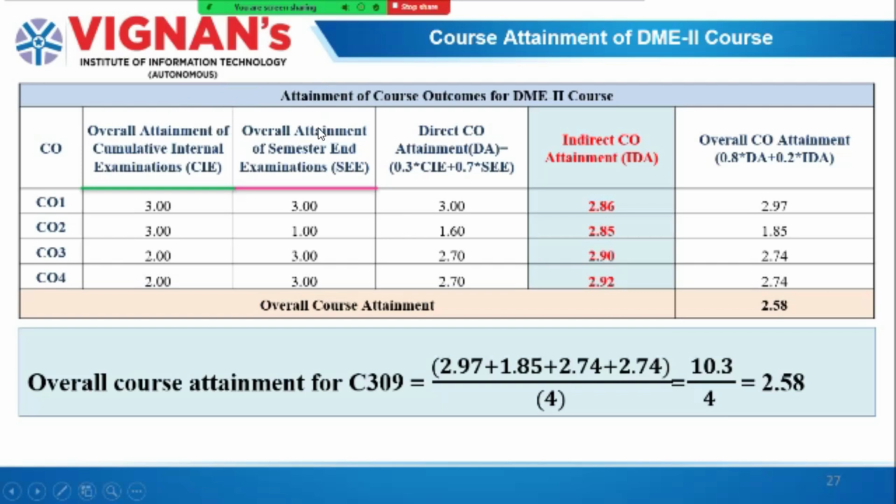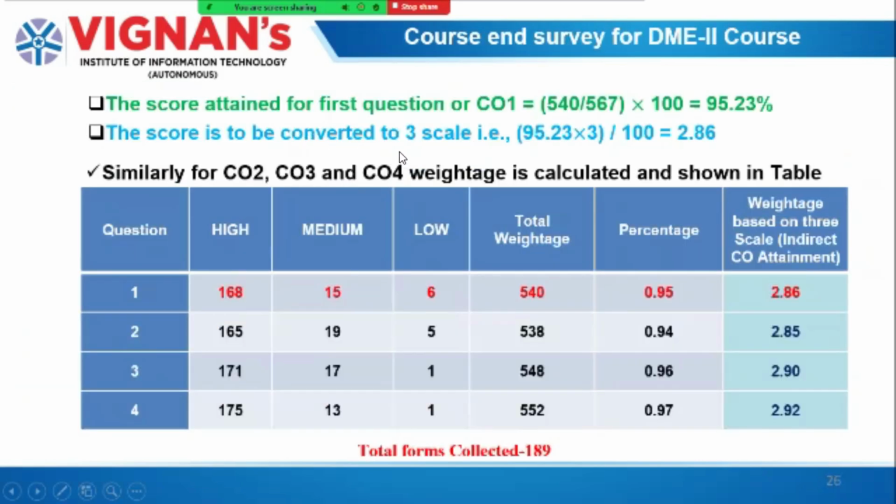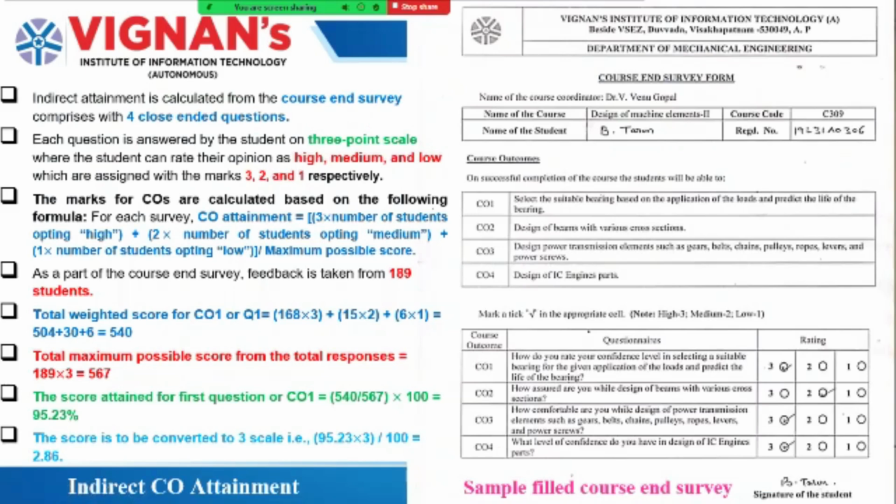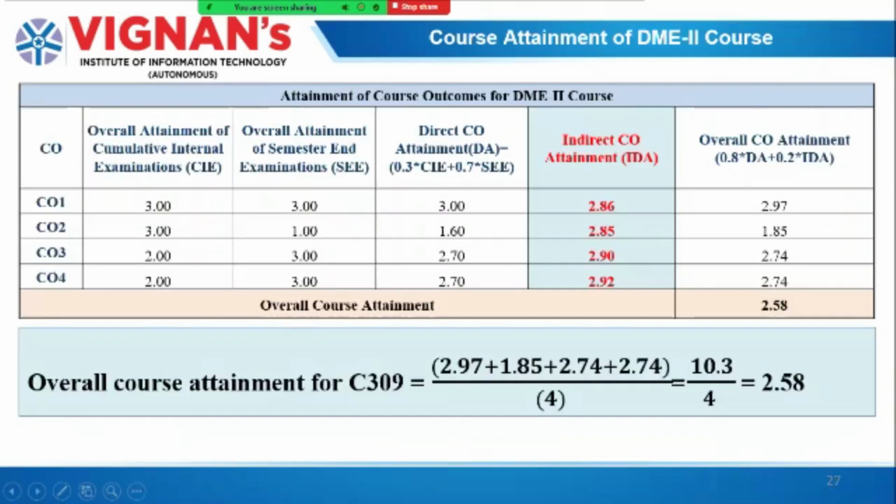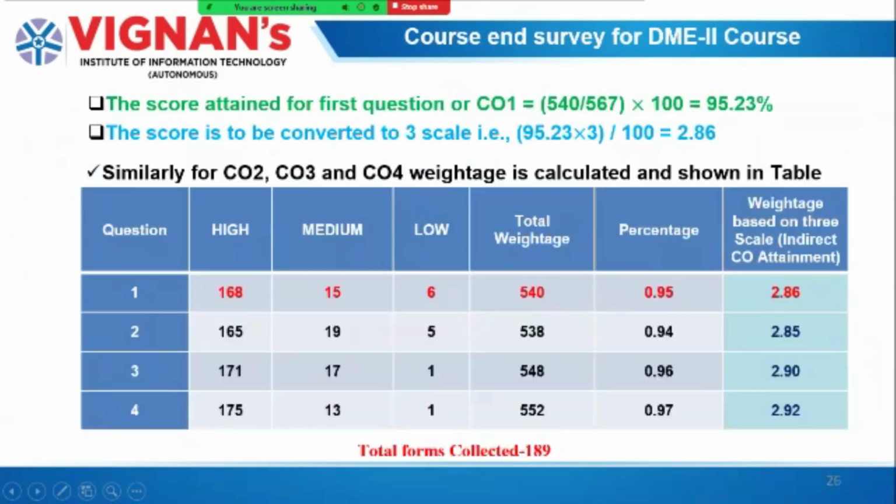And this is the indirect CO attainment. This is the direct CO attainment. This value we have taken from the earlier table, this table: 2.86, 2.85, 2.90. Similarly, the CAE and SCE values are taken from the earlier tables.